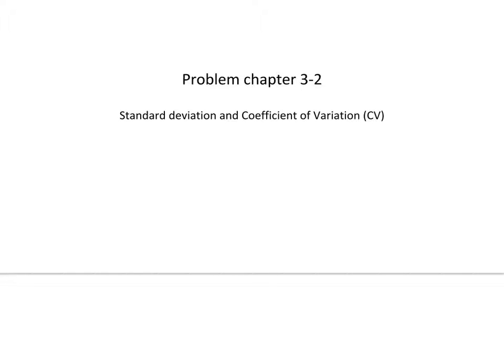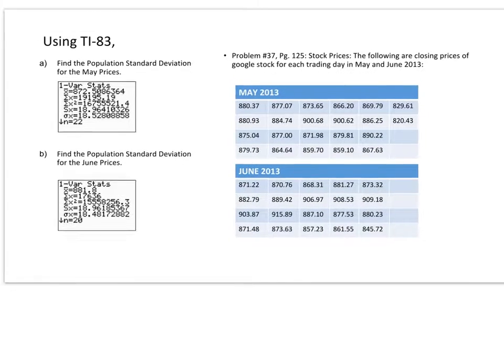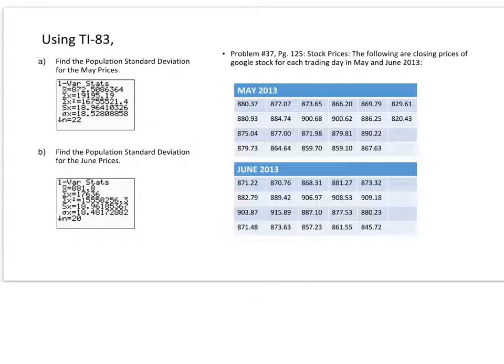So in this section, we're going to look at a problem where we find the standard deviation and the coefficient of variation. In problem 37 on page 125, stock prices, the following are the closing prices of Google stock for each trading day in May and June. So in this case, we can look at these as actual populations.